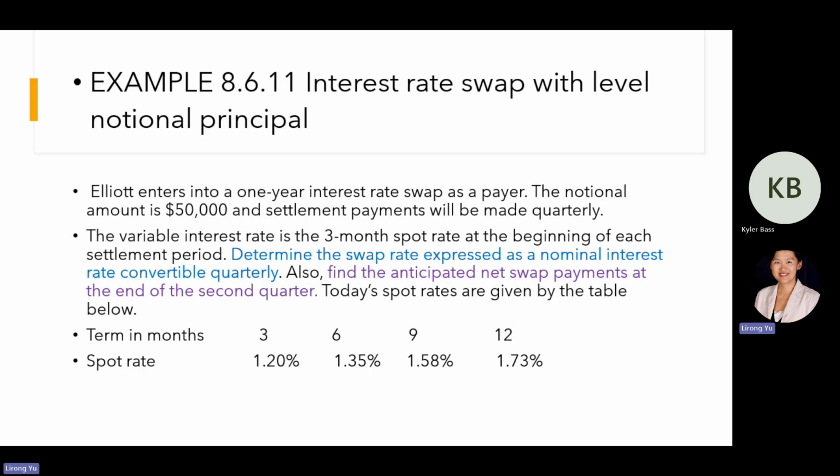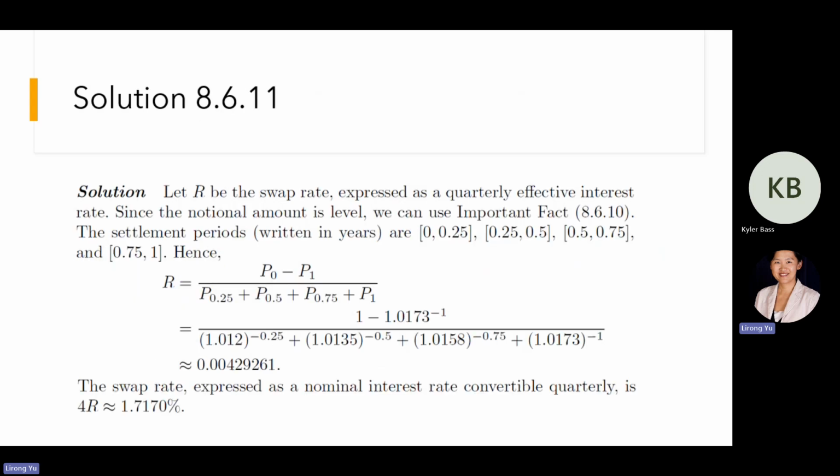We're determining the swap rate expressed as a notional interest rate, convertible quarterly. Also find the anticipated net swap repayment at the end of the second quarter. So we're trying to find the calculation of the payment and then determine the swap rate. So let's see how that is calculated.